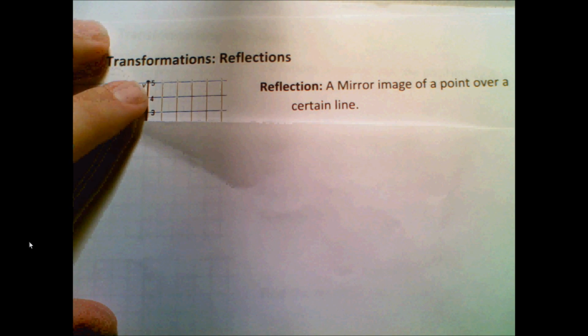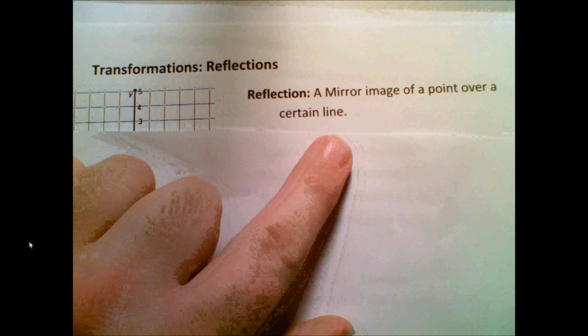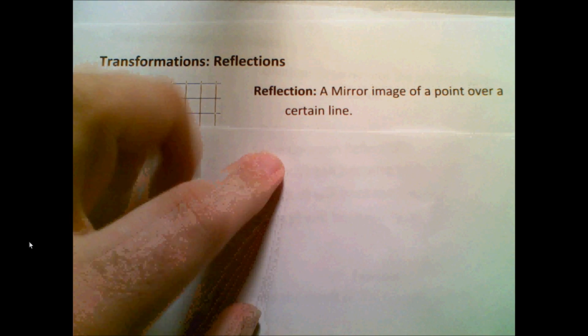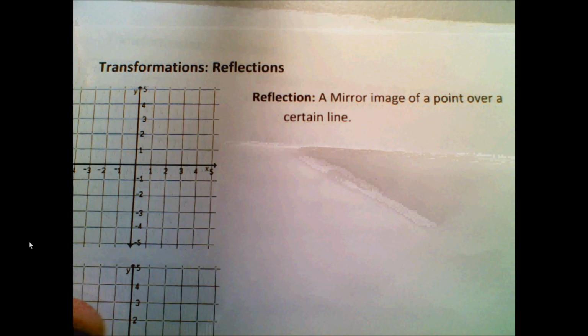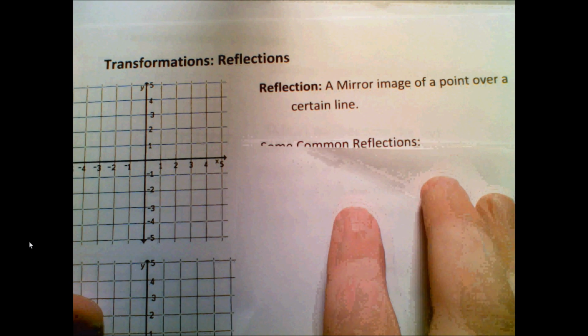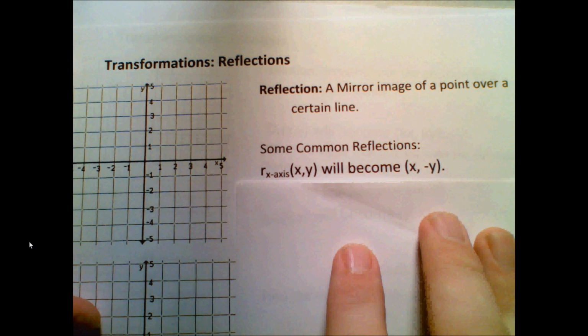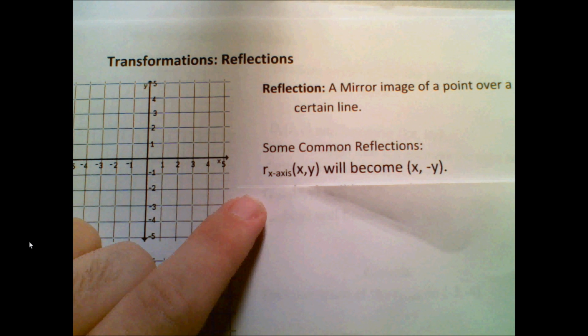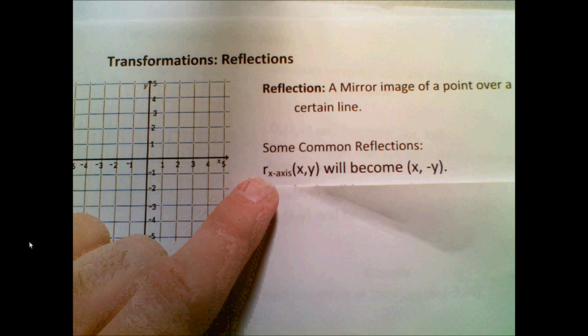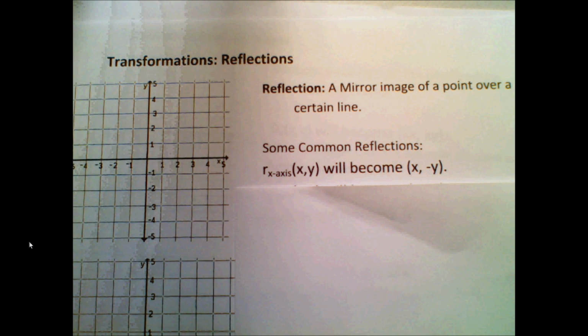Anyway, let's just define it real quick. Basically, reflection is a mirror image of a point over a certain line. Now, this gets a little confusing because sometimes there are different directions. And of course, we're still in the coordinate plane. That's what we're working with. So, we're going to talk about some common reflections. You need to memorize all of these little tricks. Otherwise, you have to be able to figure them out.